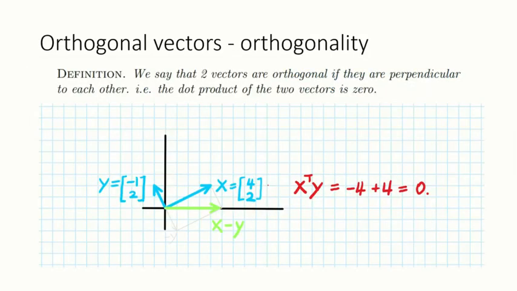Okay, some quick definitions of orthogonal. If you have these two vectors, their dot product equals 0.